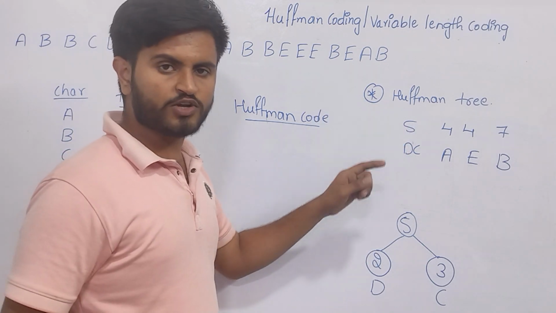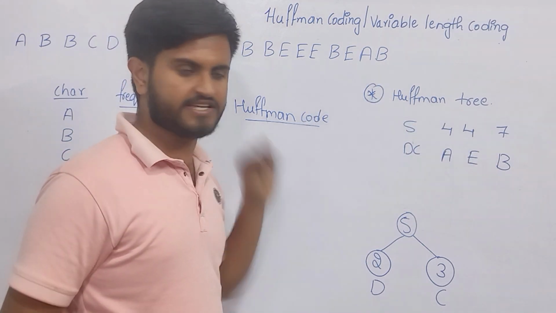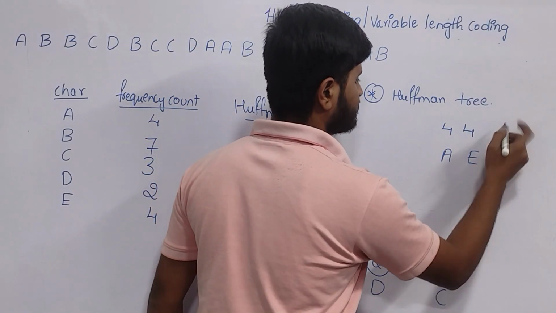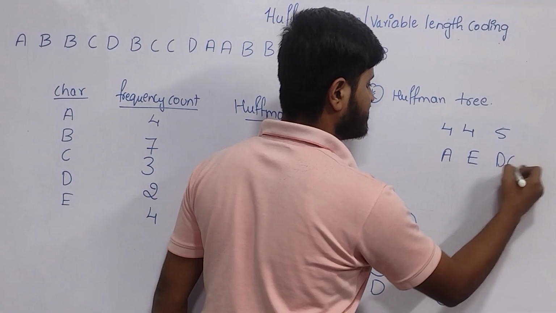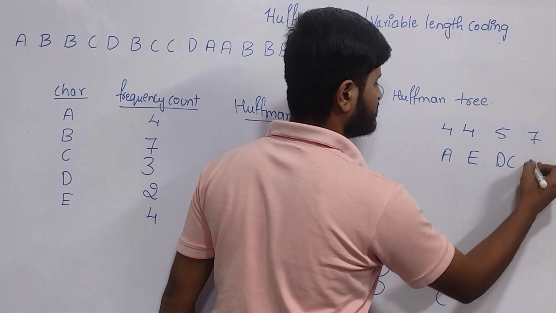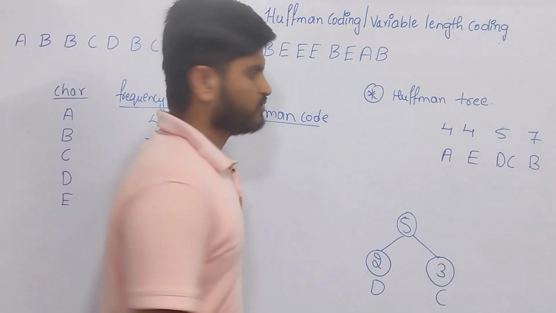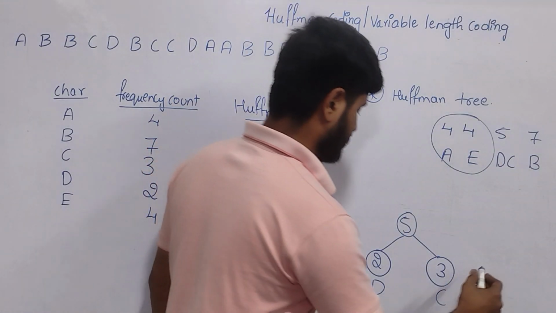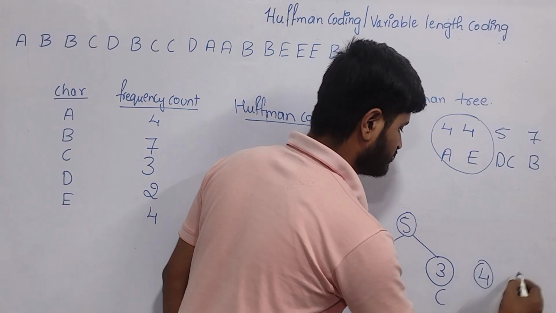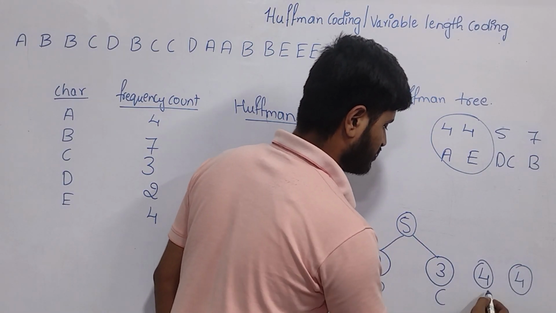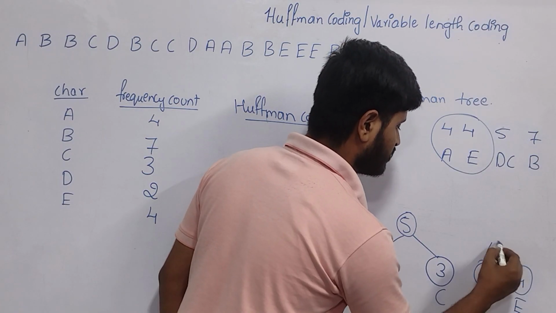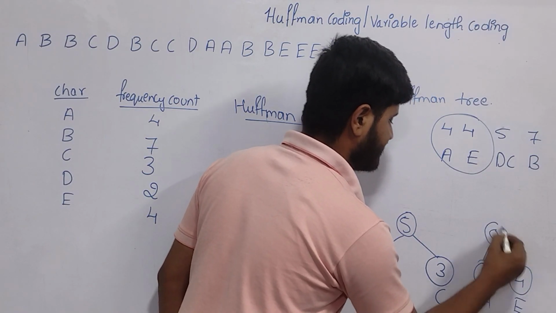Next step, you must rearrange them in increasing order. 4, 4, 5 will be coming here, with 5 being the combination of D and C. Next here 7 will be with B. Now these two have the lower frequency count, 4 and here also 4. This belongs to A, this belongs to E. 4 plus 4 will be 8.